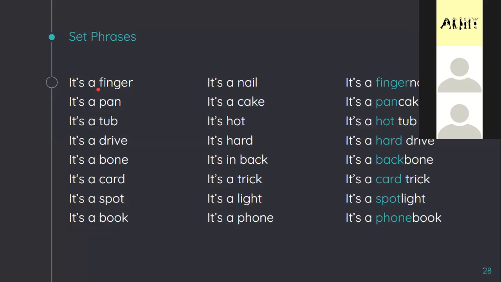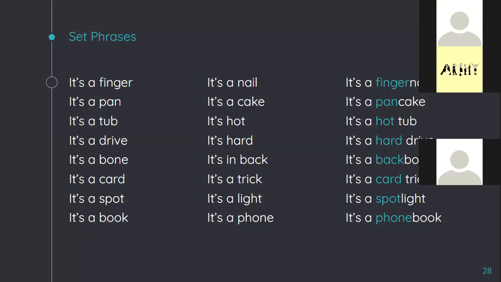It's a finger. And then the second one, I would say it as, it's a nail. It's a nail. It's a finger. It's a nail. But when I say the word fingernail, the word fingernail is the one that you have, the fingernail that you have in your finger, right?